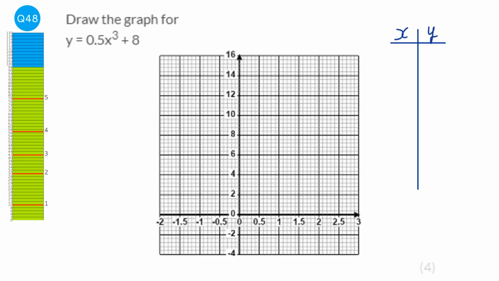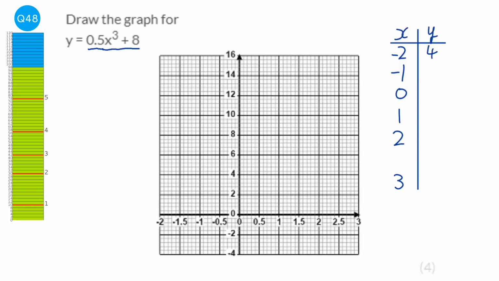Now ideally I'd go up in halves, but so that I'm not just sitting here writing numbers, I'm going to go up in ones on this one. I'm going to leave a space there though, and we'll see why in a second. So what I'm going to do is type these into a calculator. I'm going to type in 0.5 times brackets minus 2 close brackets cubed plus 8 into the calculator, and that gives me the answer of 4.